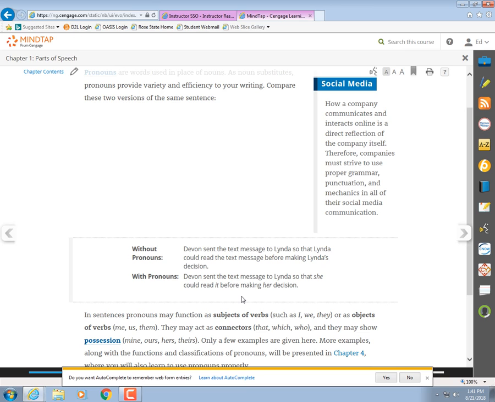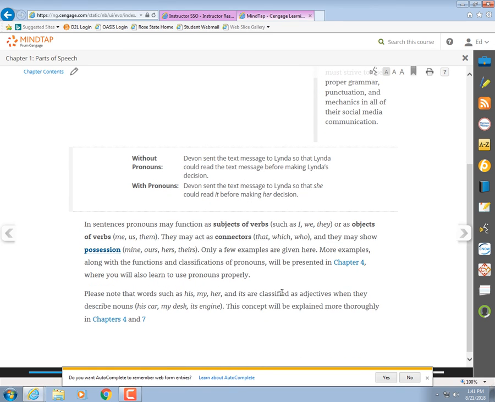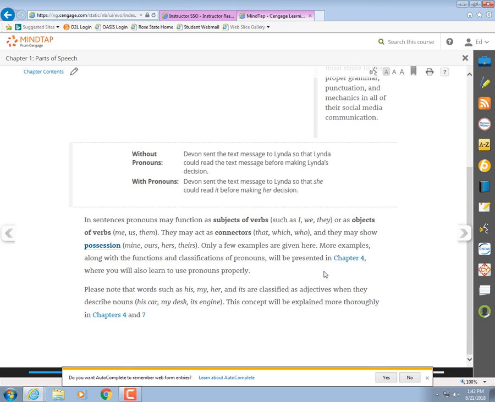Other pronouns used as subjects of verbs are I, we, you, he, she, it, they. Pronouns that are used as objects of verbs: me, us, you, him, her, it, them. And then we have possessive case pronouns like my, mine, our, ours, your, yours, their, theirs, his, hers, and its.